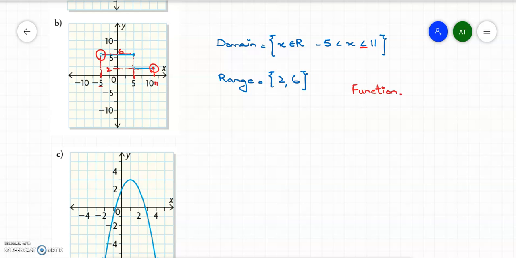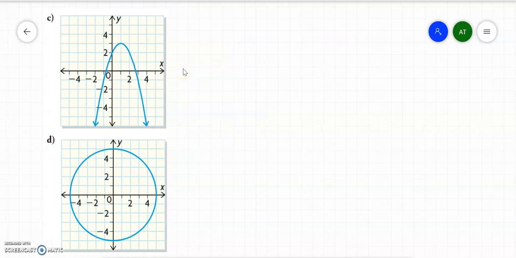Right? Let's move to the C part. Let's figure out what is the domain and the range of relation C. In the third relation we are given a graph of a parabola. And how can we figure out the domain?